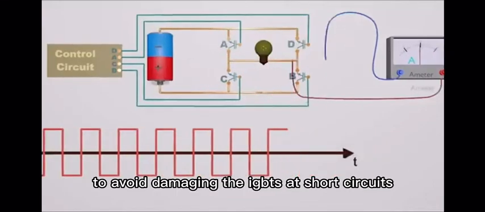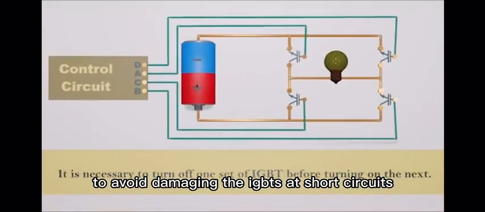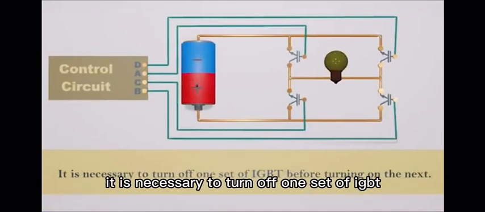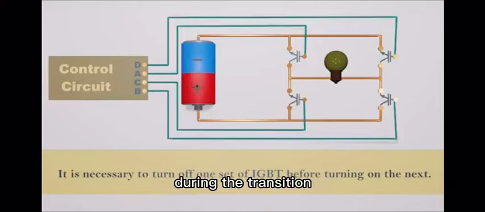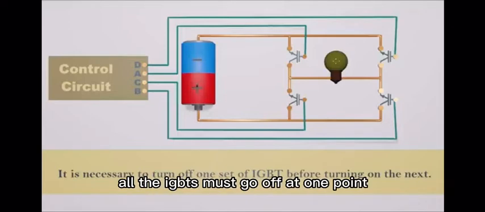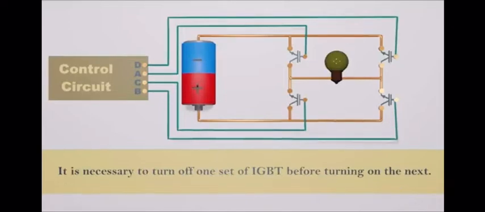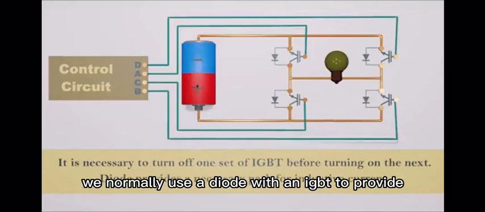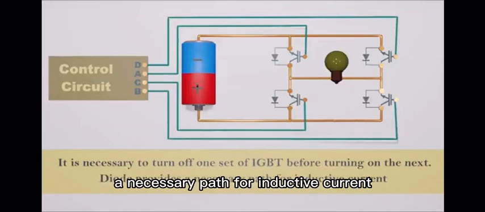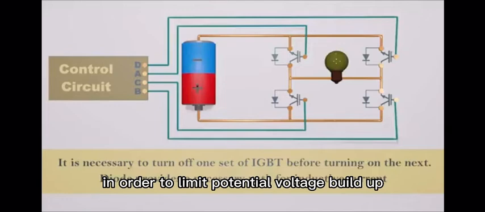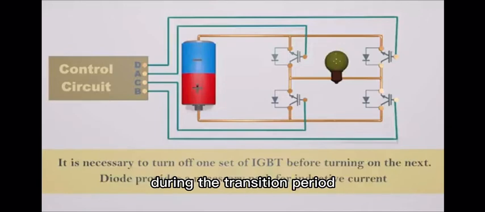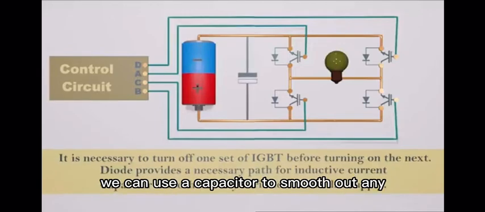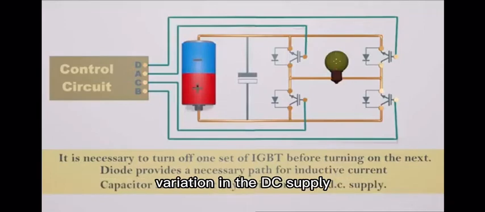To avoid damaging the IGBTs at short circuits, when changing polarity it is necessary to turn off one set of IGBTs before turning on the next. During the transition, all the IGBTs must go off at one point. We normally use a diode with an IGBT to provide a necessary path for inductive current in order to limit potential voltage buildup during the transition period. We can use a capacitor to smooth out any variation in the DC supply.